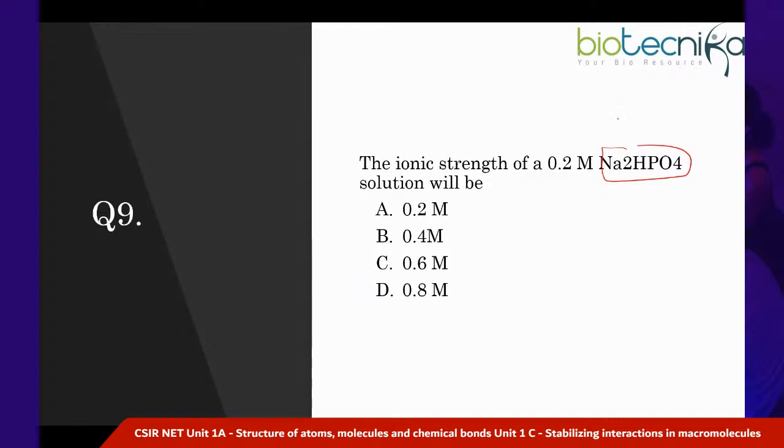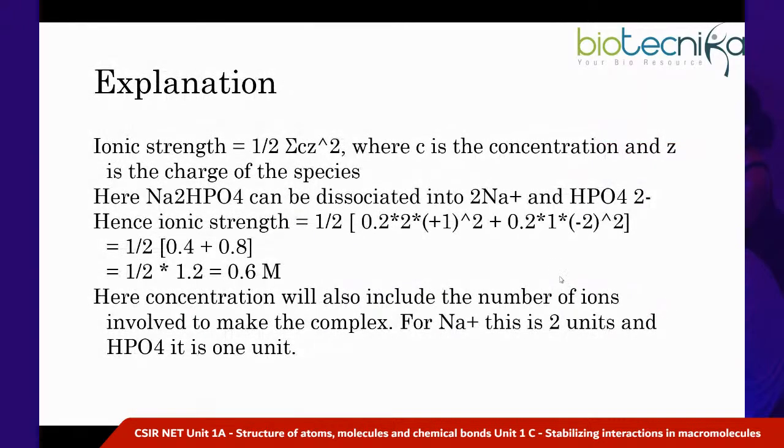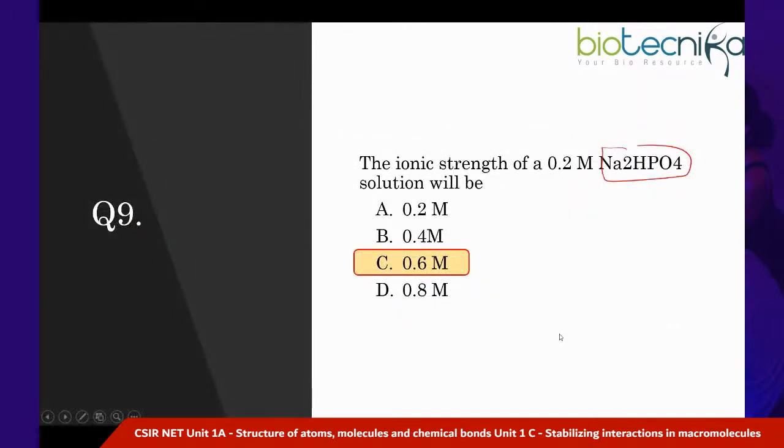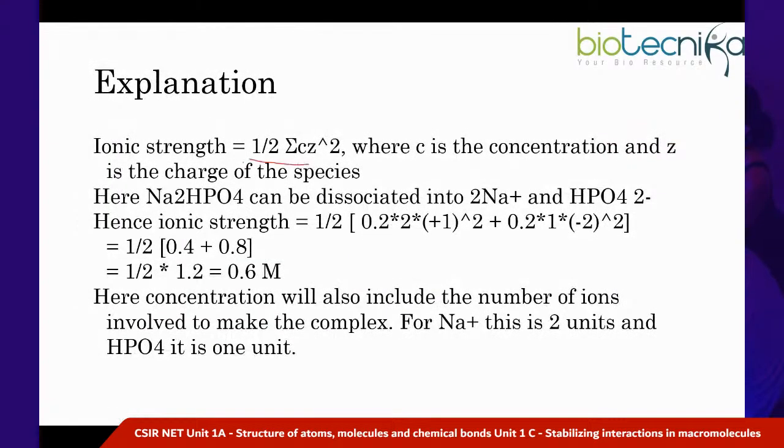So let me explain this one because it involves a formula. Or else let me just tell you the formula, then you can solve it on your own. Anyways, let me tell you then. The ionic strength is half summation CZ square. Yes, very good, Sunshine, that's the right answer.